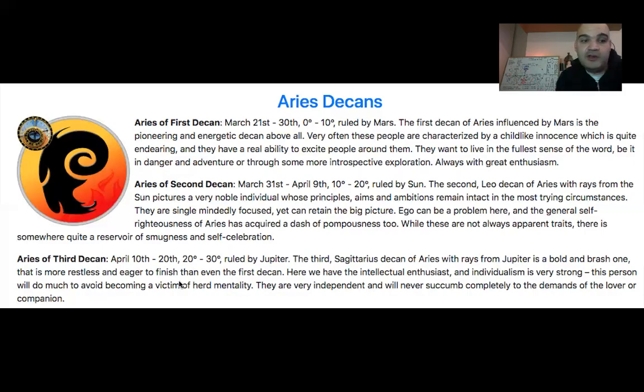So finally, the third decan of Aries, from April the 10th till the 20th, from 20 degrees to 30 degrees, ruled by Jupiter.